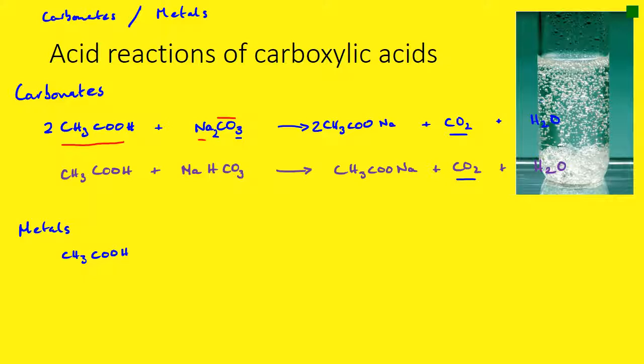CH3COOH is our ethanoic acid. This time we're just going to react it with a metal. Let's choose magnesium, shall we? And in the usual way, we're going to get a salt plus hydrogen this time. So just like before, we got salt plus hydrogen. With carboxylic acids, we're also going to get hydrogen. So our salt this time is going to be magnesium ethanoate.